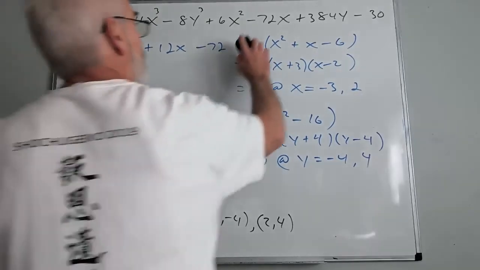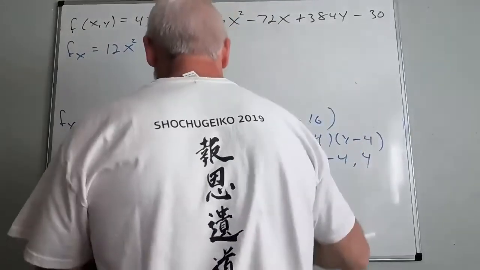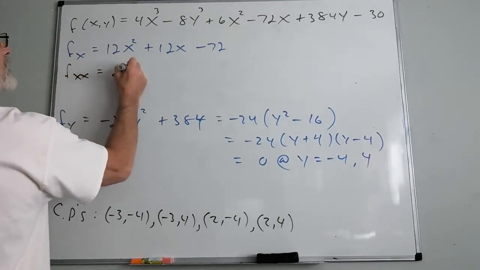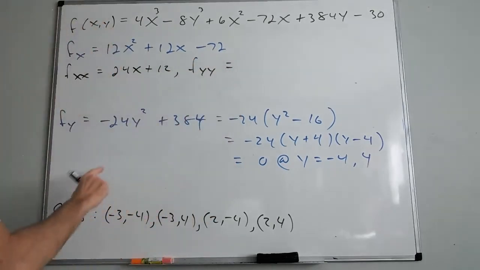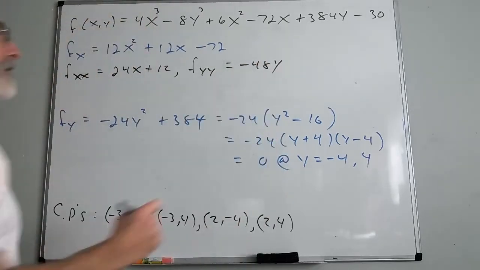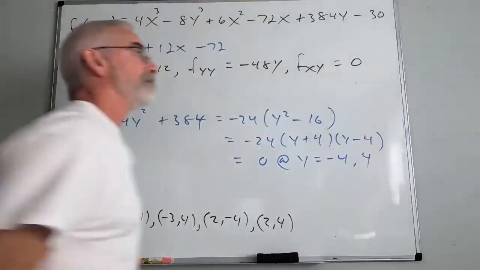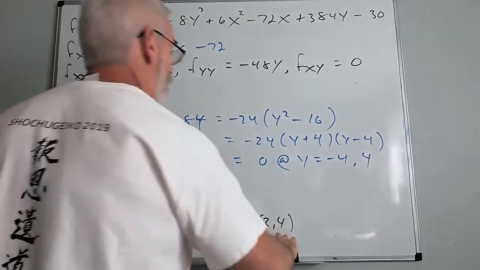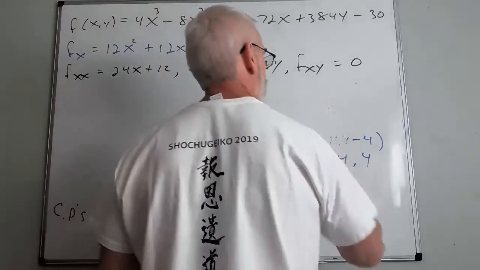So let's go ahead and do our second derivative now. I don't need this anymore. So fxx, that's going to be 24x plus 12. Fyy, that's going to be -48y. And then fxy, that's going to be 0. I like when that happens because that means my algebra is a little bit easier. So now we have to calculate the Hessian for all 4 of these points.